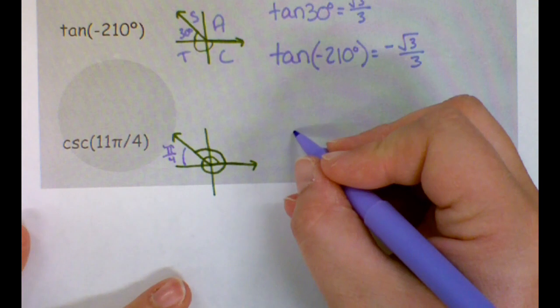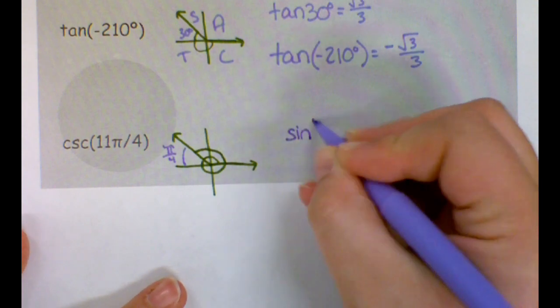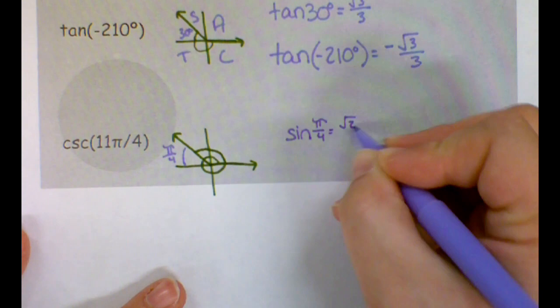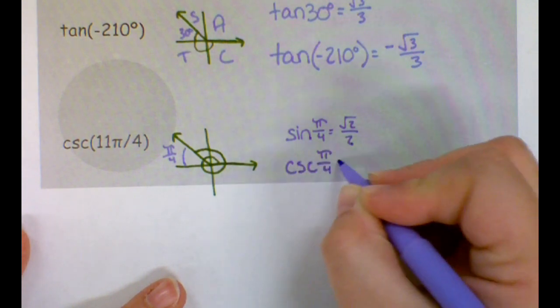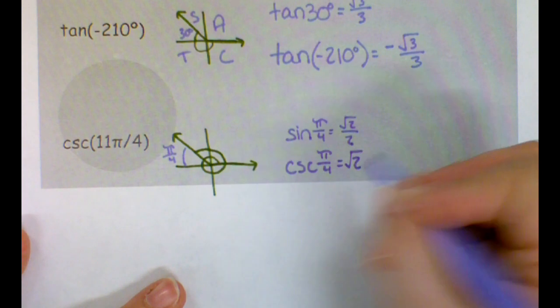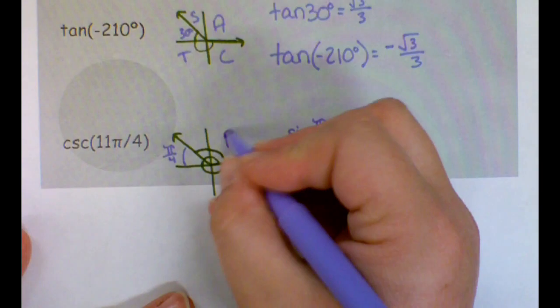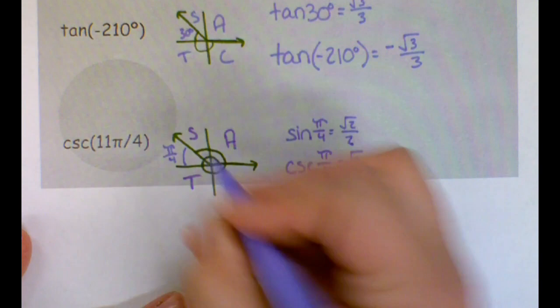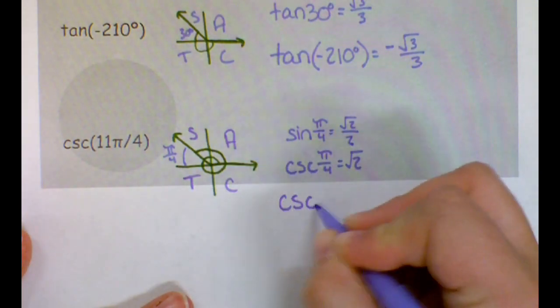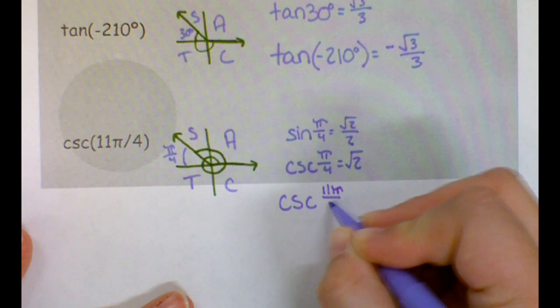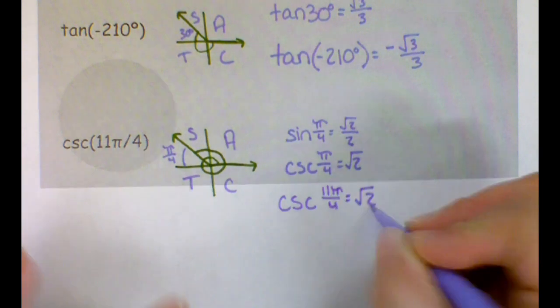I know cosecant is related to sine, and the sine of pi over 4 is square root 2 over 2, which means the cosecant of pi over 4 is just square root of 2, because at this point I've done that enough times. All students take calculus. Sine is positive, which means the cosecant is also positive. So the cosecant of 11 pi over 4 is just the square root of 2.